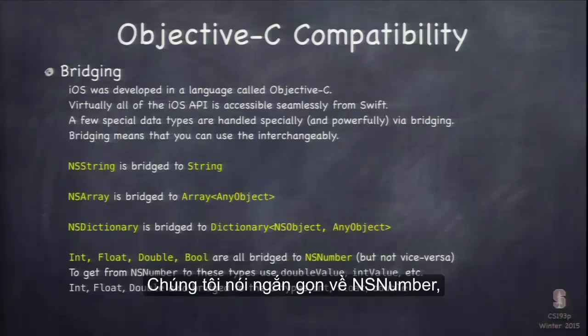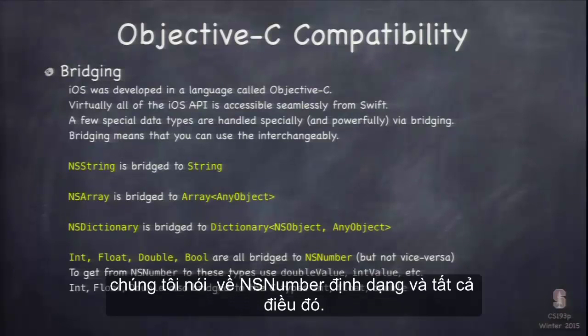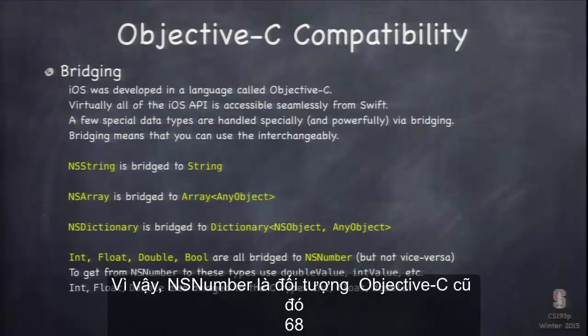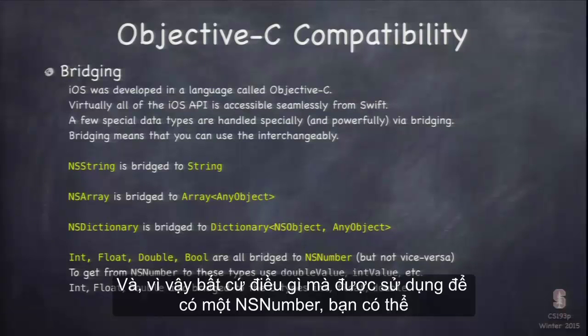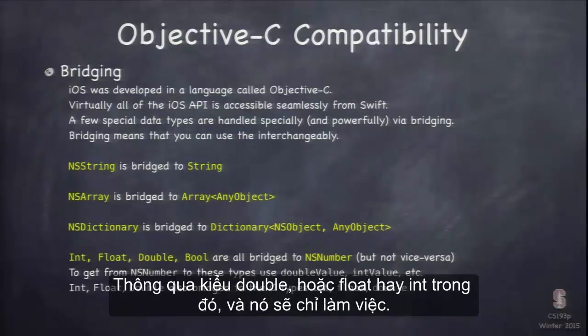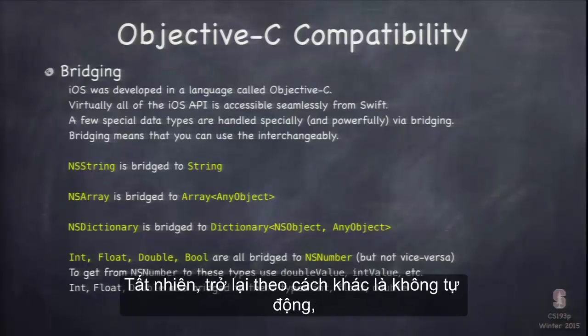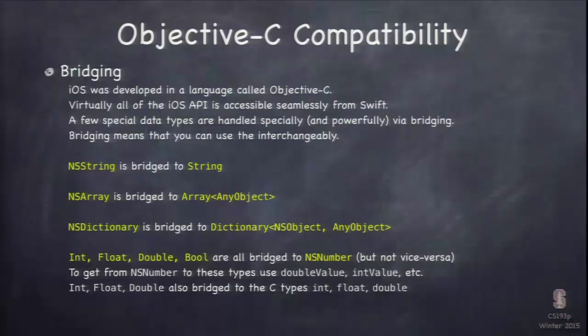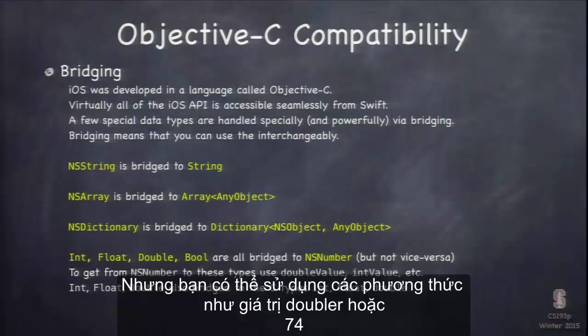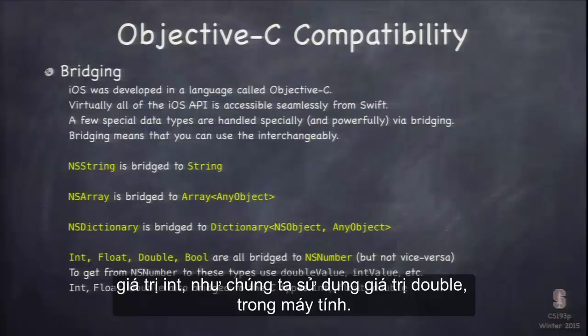We talked briefly about NSNumber. We talked about the NSNumberFormatter and all that. So NSNumber was the old Objective-C object that just meant any kind of numeric value. And so anything that used to take an NSNumber, you can pass a Double or a Float or an Int in there, and it'll just work. Of course, coming back the other way isn't automatic because it doesn't really know necessarily what you want. But you can use the methods like doubleValue or intValue, like we use doubleValue in the calculator.